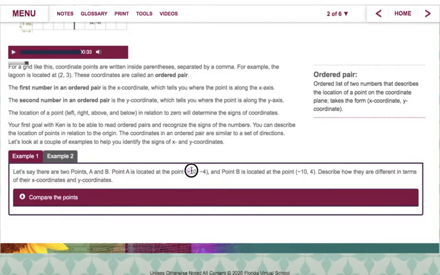So let's look at the x coordinate. The x coordinate on the first one is -10. The x coordinate on the second ordered pair is -10. So their x coordinates are both negative and they're both the same. Now look at their y coordinates. On the first point, point A, the y coordinate is -4. In the second ordered pair, the y coordinate is +4. So we know that those are not the same. This one is negative and this one is positive. So they're different.